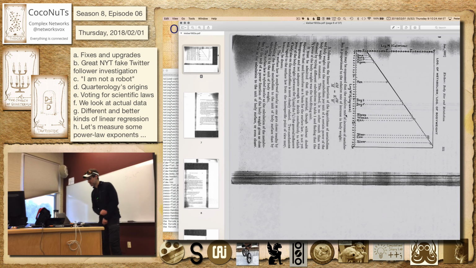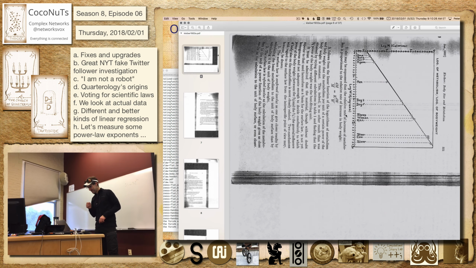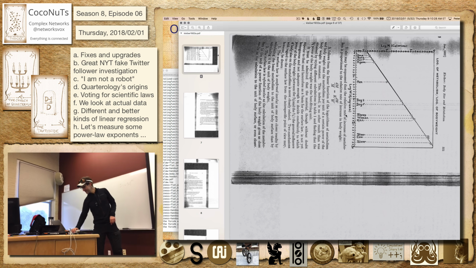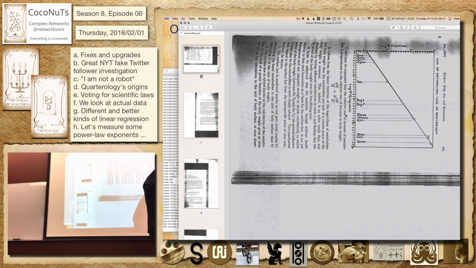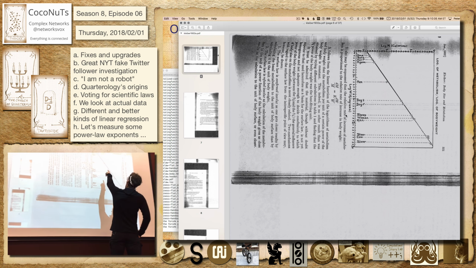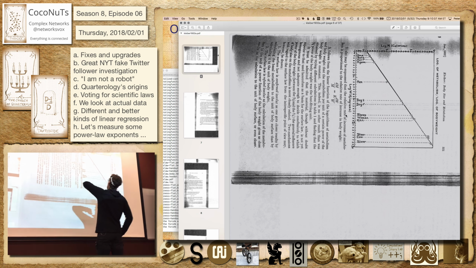There it is. They just put it on the slide. Yeah, it looks pretty good. This is so great. Look at this. It's just handwritten, right? Log M, calories. And that looks pretty good for a straight line, but we'll talk about this.